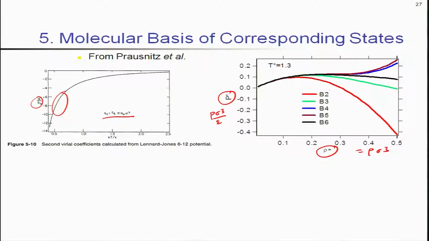This is nothing but rho sigma cubed. So if you include only virial coefficient B2 in the equation of state, then you can see that the pressure increases and then decreases, and this is at reduced temperature kT by epsilon, which is T star, 1.3, very close to its critical point.